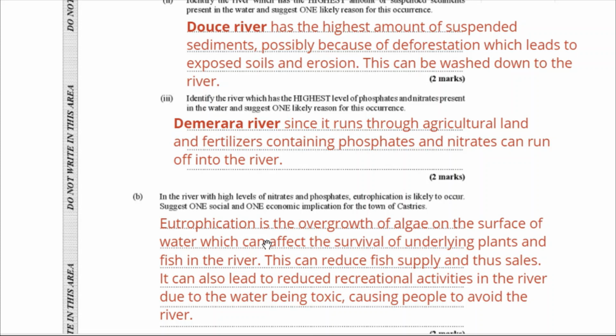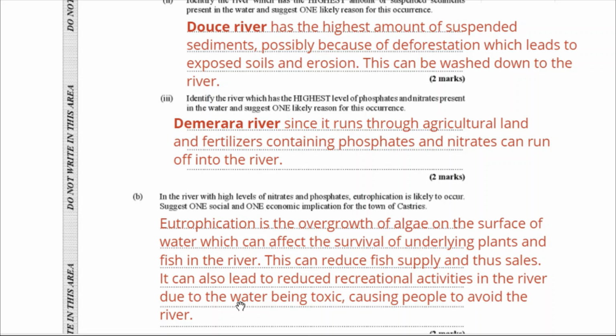Social. This is going to relate to activities interrelating with other people. It can affect the recreational activities that tourists may enjoy doing. They may go to the river, may like swimming in the river or sailing, canoeing, kayaking, whatever the case is. They may avoid these recreational activities because of the toxicity of the water. When you have high levels of algae, sometimes the algae can be harmful, so they may avoid the area. So that's one social implication.